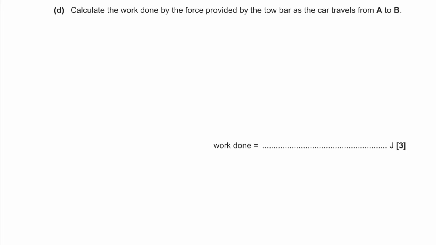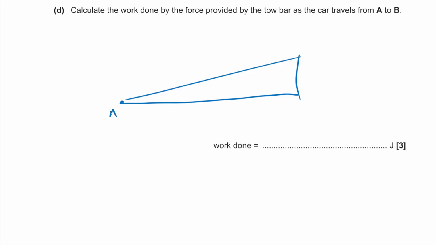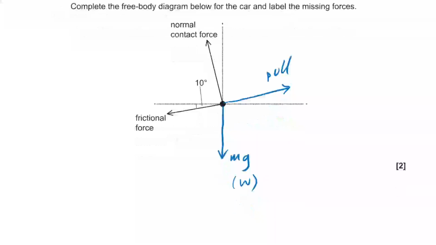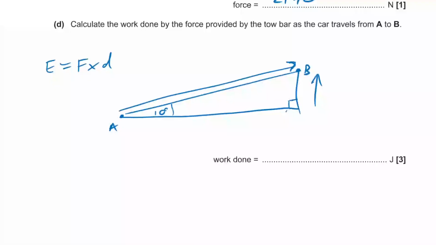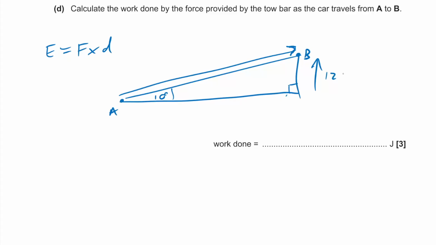D, calculate the work done by the force provided by the tow bar as the car travels from A to B. This is where our vertical distance comes in here. So I haven't drawn the whole ramp, but there's A to B. So there we go. We have 10 degrees there. We're going up the ramp all the way there. We know that force times distance is equal to work done. Just going to put energy there. What was the vertical distance again? 120 meters. That's a long ramp, isn't it? Whatever. So that's 120 meters.